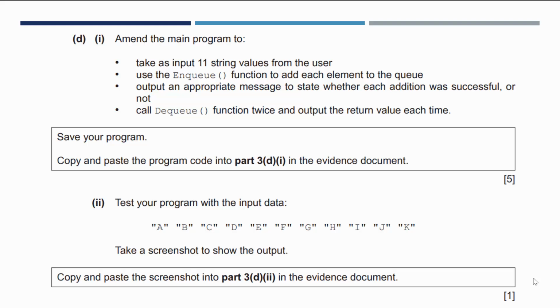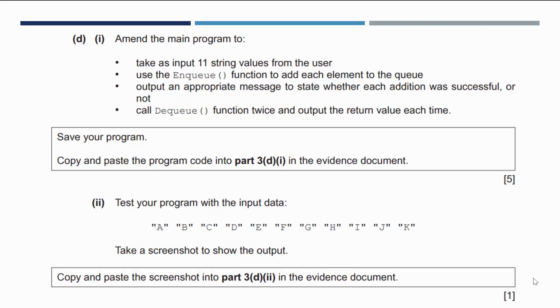For the last part of this Paper 4 exam, being 6 points, we need to amend the main program, submain, to take as input 11 string values from the user. We can do that with the for loop. Use the enqueue function to add each element to the queue, not a problem. Output an appropriate message to state whether each addition was successful or not, that is returning true or false, and then call the dequeue function twice, output the return value each time.